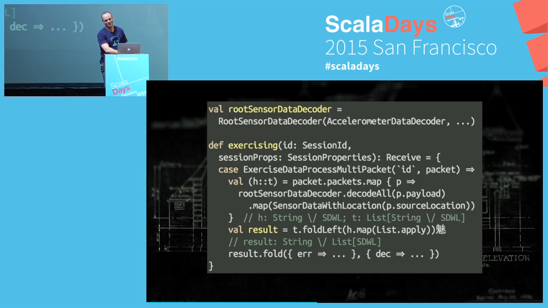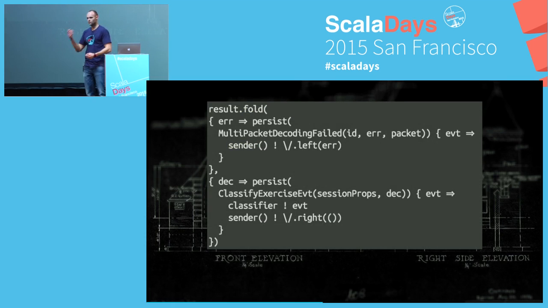In any case, we now have a string, an error on the left, or a list of sensor data with location. So an error might be a decoding error. The device has not sent all the data that I need. And so what do I do? Well, again, we fold. In case we have an error, we persist an event that we couldn't decode the multi-packet, and we reply to the sender with a value on the left, which will be an HTTP 400. The thing you sent me was wrong. Okay, done. If it's a value on the right, then we're in business. We have sensor data. All we have to do is send it to the exercise classifier and move on.